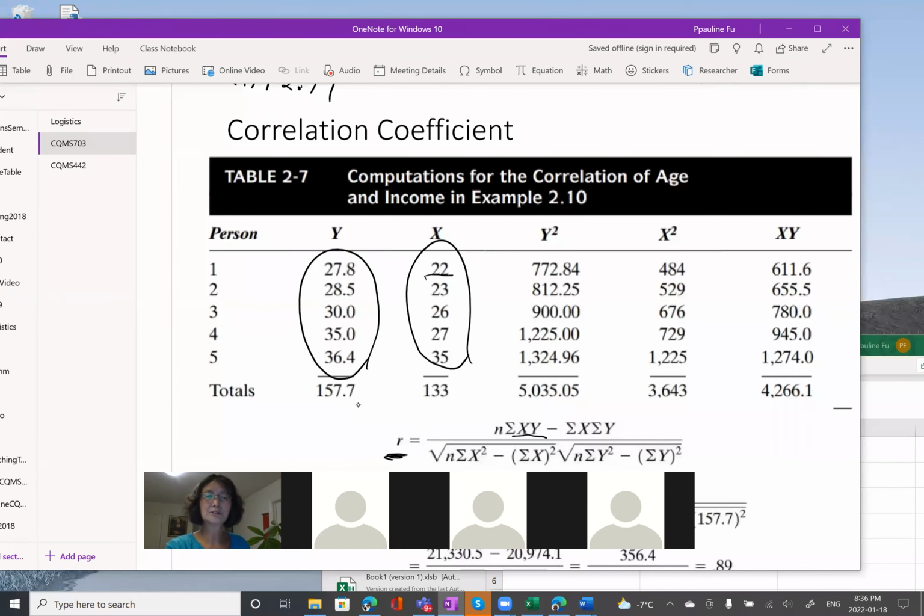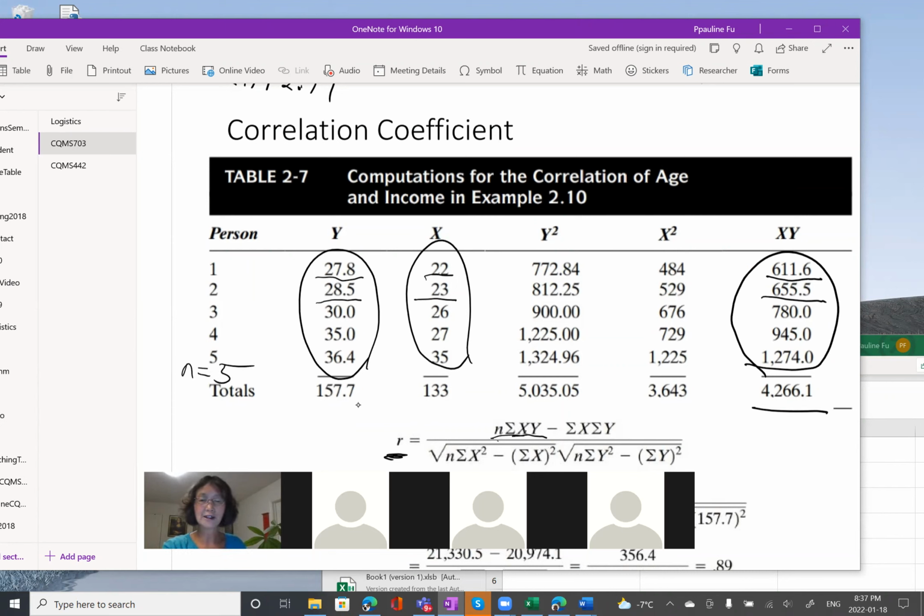What is X times Y? It means 22 times 27.8. The result is 611.6. Do another X times Y. Next, X 23 times Y 28.5. The result is 655.5. Keep on going. Then sigma means add all these together. That is sigma, this number. And you have to multiply by n, equal to 5.